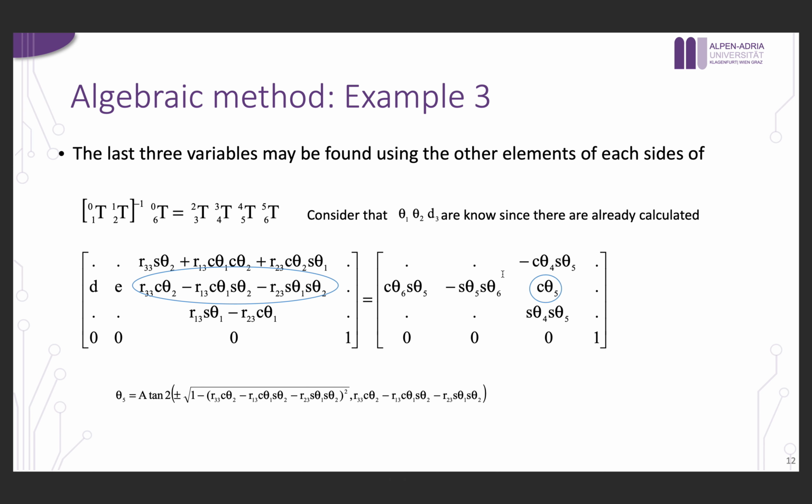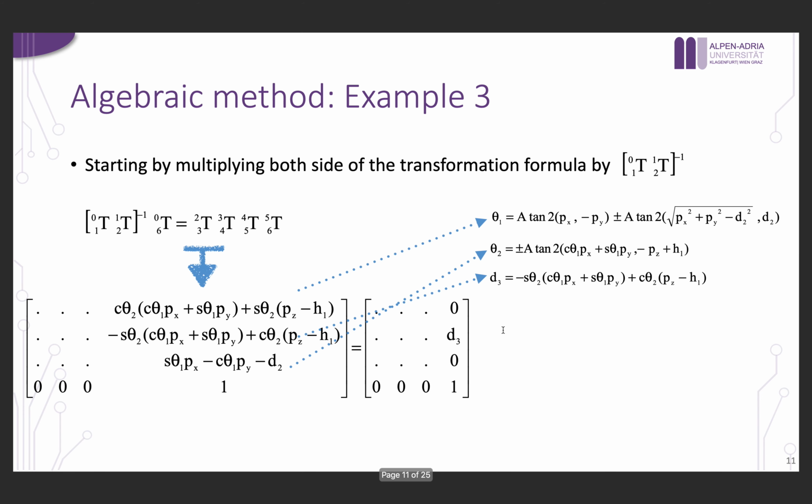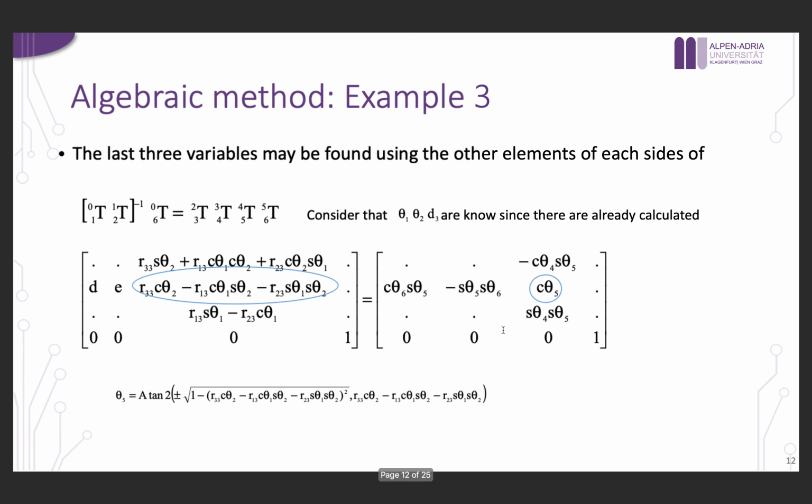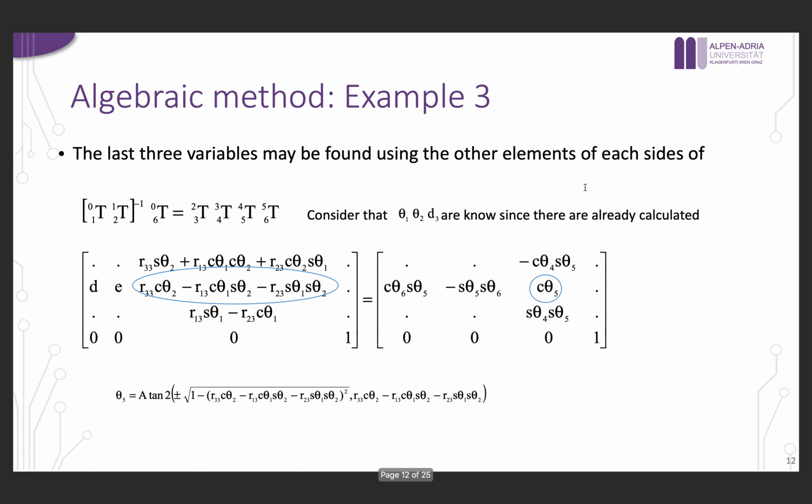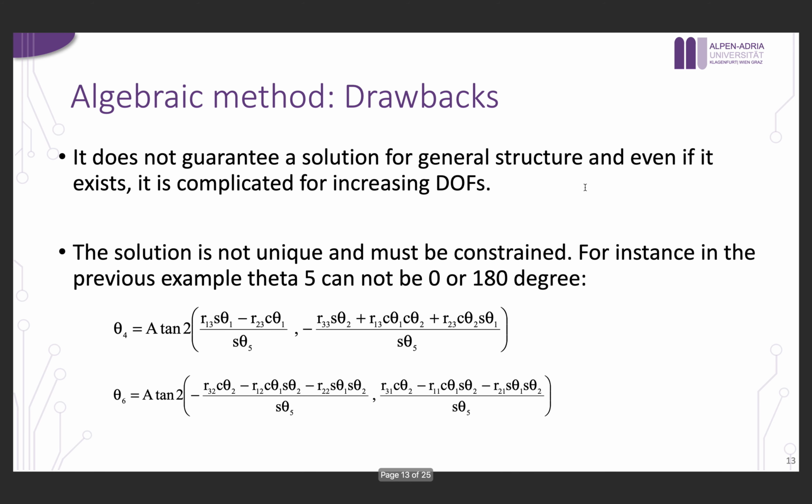I can now look for other equations where, for example, here as you see, cosine theta 5 is on the right side, and on the left side we have terms where only theta 2 and theta 1 appear, but theta 2 and theta 1 are solved here. So I can use this to get theta 5. So we have now theta 1, theta 2, d3, theta 5. We, for example, still need theta 4 and theta 6. And basically this is what is happening.